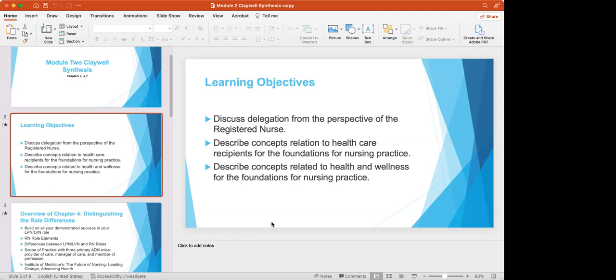RNs have a higher educational level with the why versus the how. They have critical thinking, deeply using pathophysiology, independence. You're autonomous as a registered nurse. You have critical assessment skills. You can do care planning. There are legal and leadership responsibilities as well. You can do IV therapy, which is a big one.